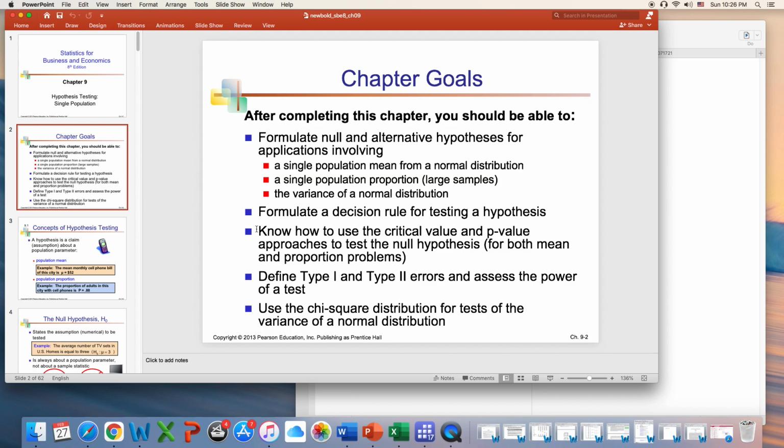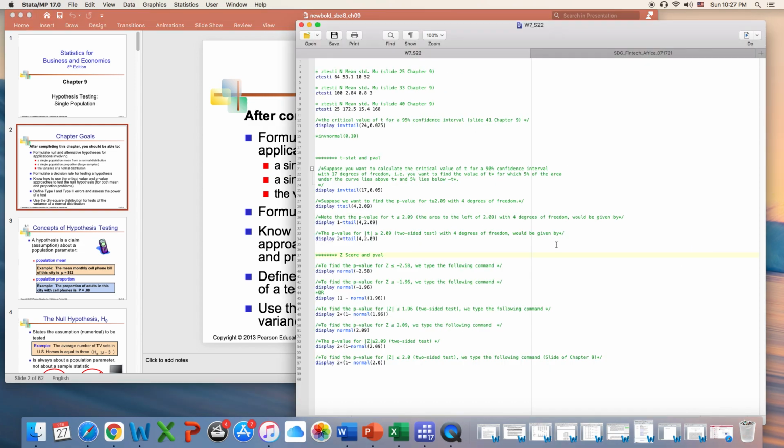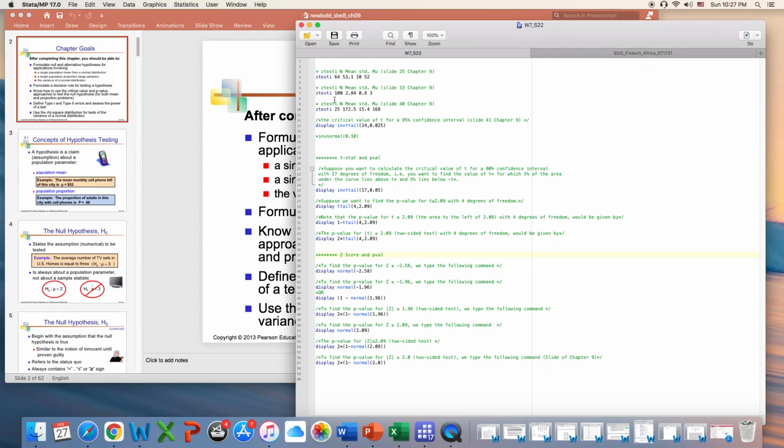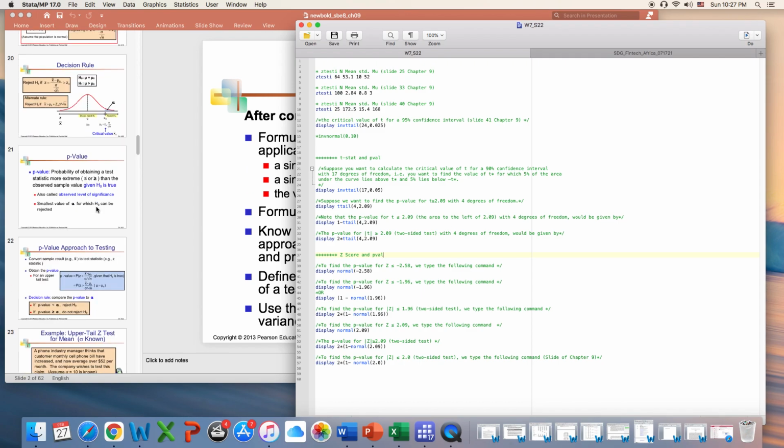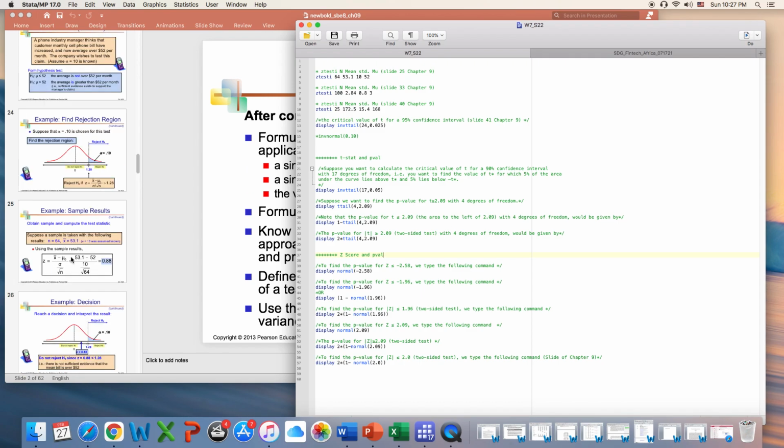You will also learn what type 1 and type 2 errors are, and about the chi-square distribution. In this video, I will focus on certain tests and how to perform them using Stata. The first command I'll show you is related to slide 25 of this chapter. So let's go to slide 25 and see what the test is.